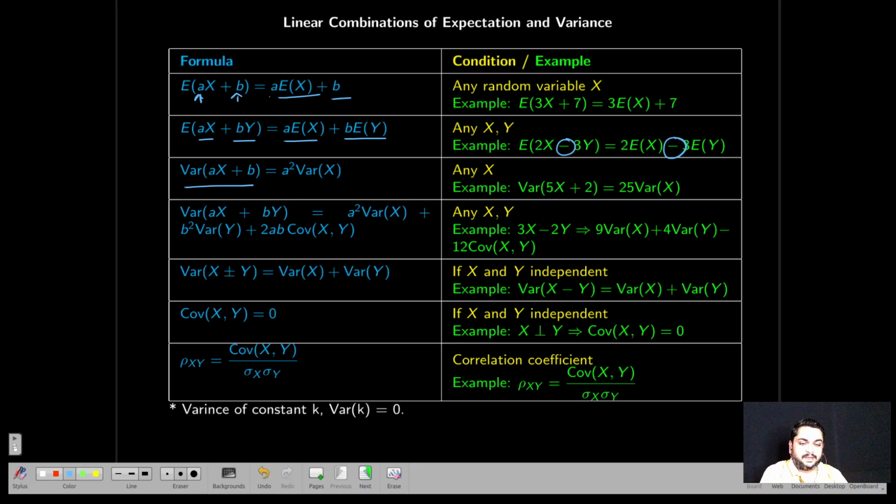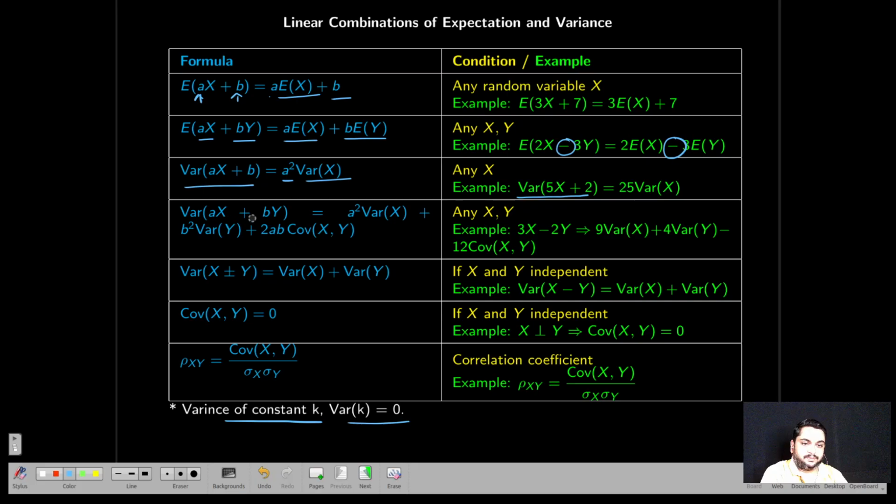Now, variance of ax plus b is a square, because you are squaring it, right? So a square into variance of x plus variance of b, and variance of b is 0. Why? The variance of a constant is always 0, unlike the expectation. So for example, variance of 5x plus 2 is equal to 5 square variance of x plus variance of 2, which is 0.